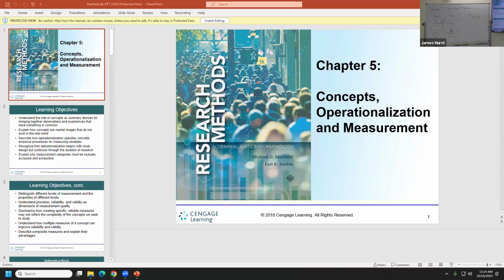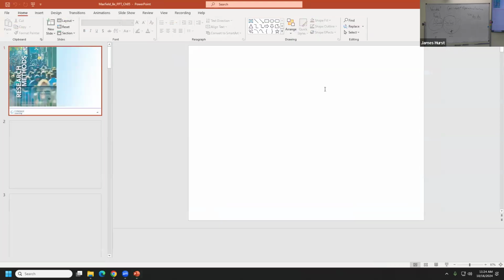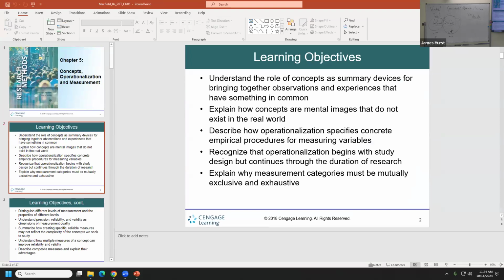Okay. So let's see what they say. Understanding the concepts. Concepts are summary devices that bring together observations and experiences that have something in common. Concepts or mental images do not exist in the real world. That's basically talking about how people think. Whenever you think about something, people think about things in different ways.